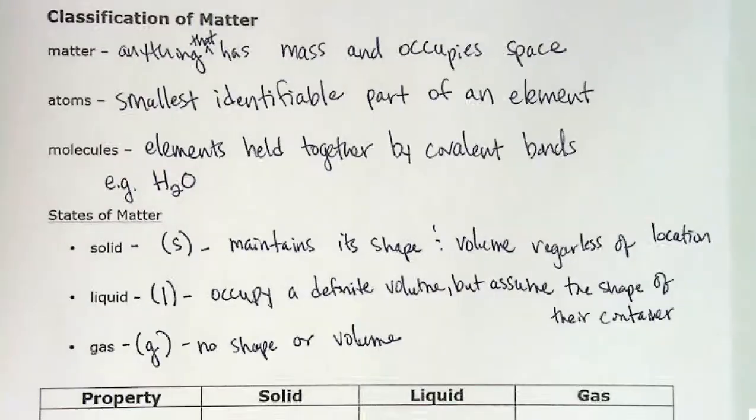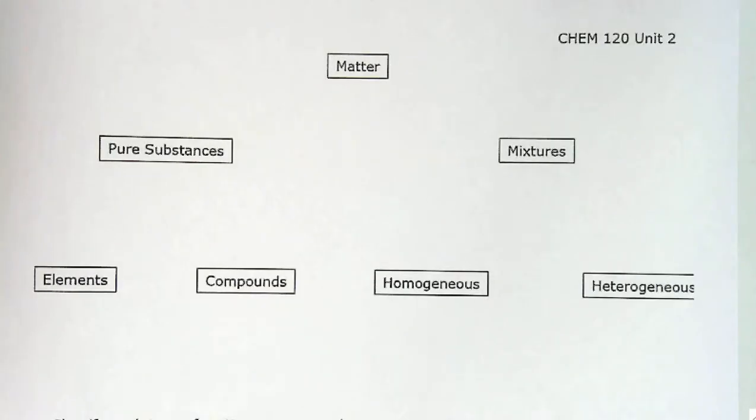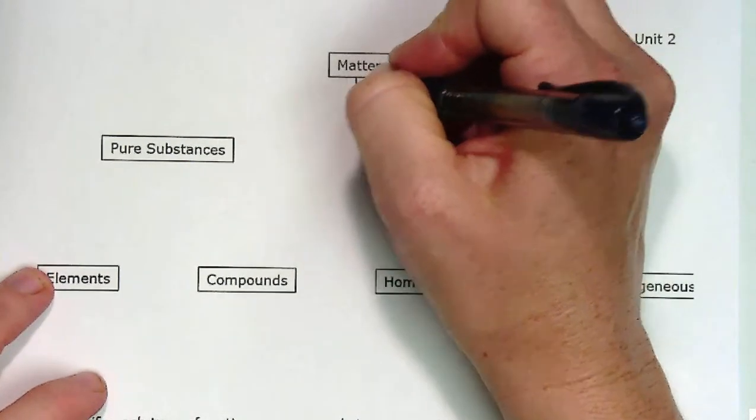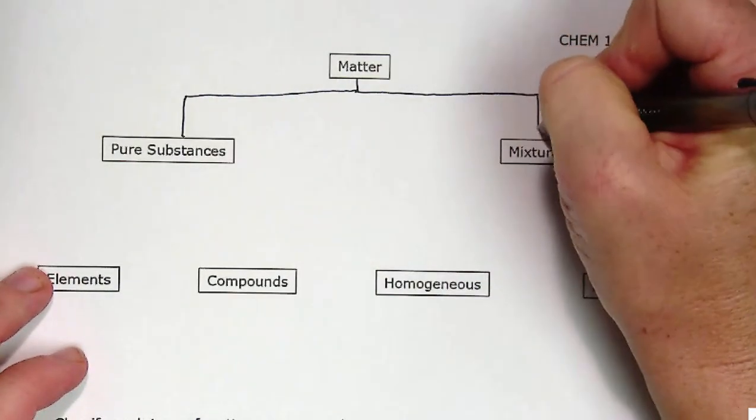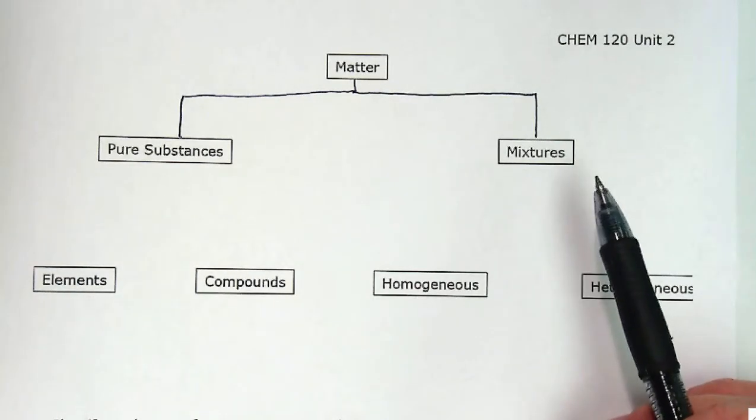Okay, so now we're going to go on to page 2 and talk more about matter. So we've talked about solids, liquids, and gases. Now we're going to talk about matter and how it can be further subdivided. So matter can be divided into 2 groups. We have pure substances, and then we have mixtures.